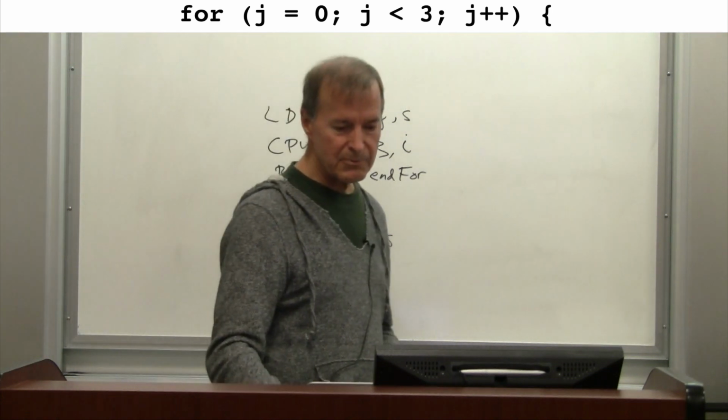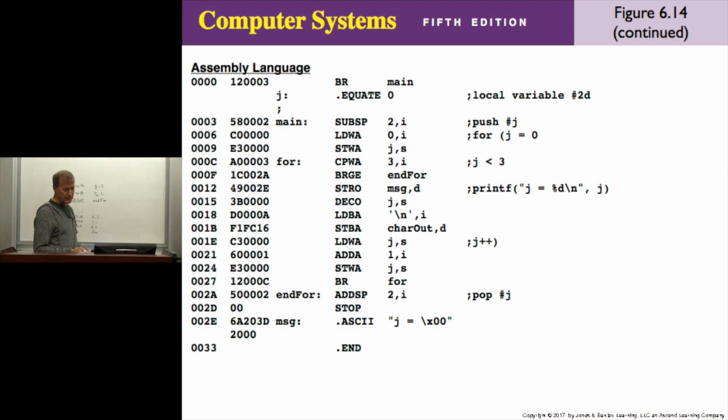So here's the complete thing. Did we do this right? Oh, look here in figure 6.14 in the code. We actually optimized, right? You see the for on line 000C. We knew that J was going to be in the accumulator. Does everybody see that in 000C?